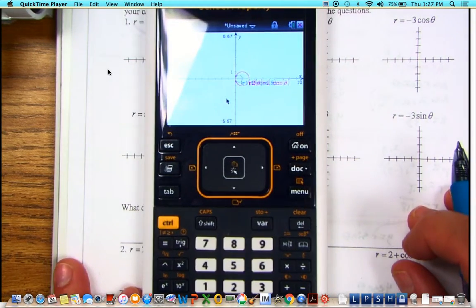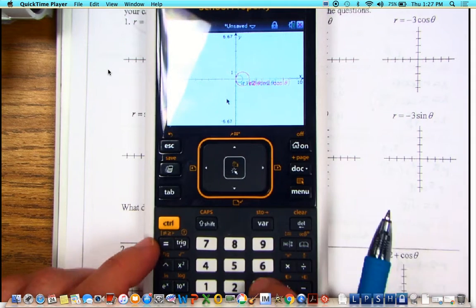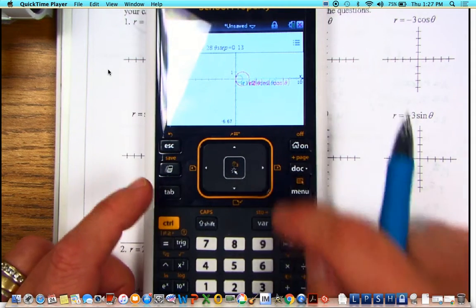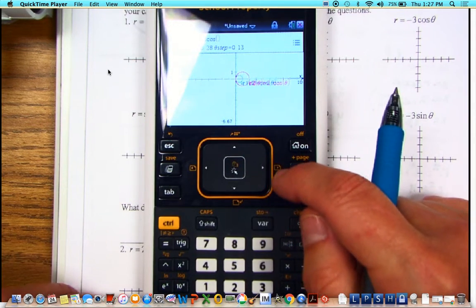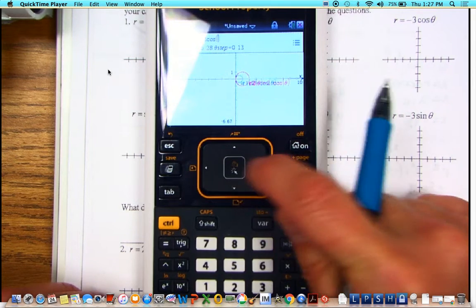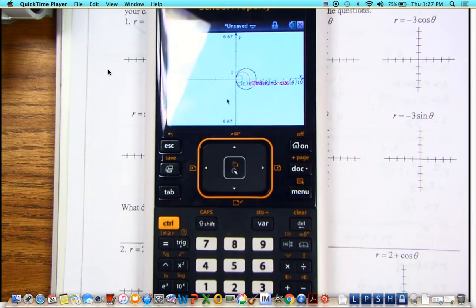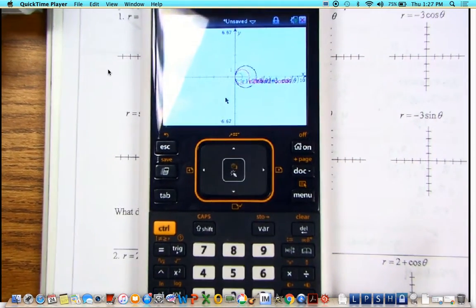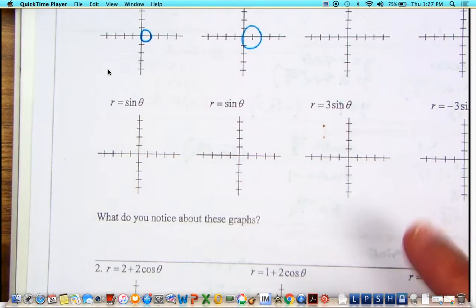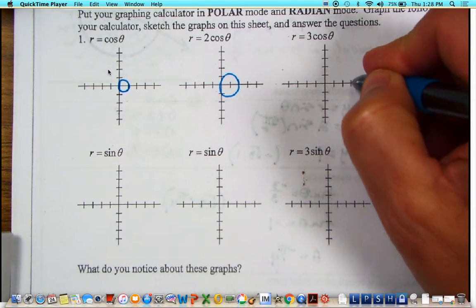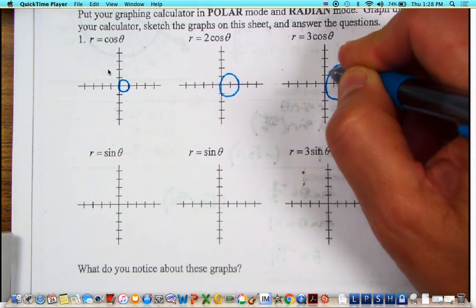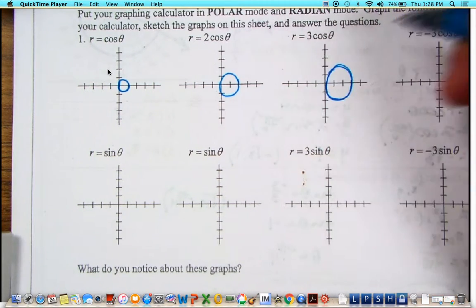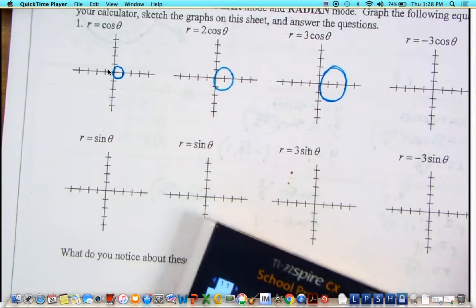So what do you think happens on 3 cosine theta? What do you see? Now we have a diameter of 3, right? This circle is in line.